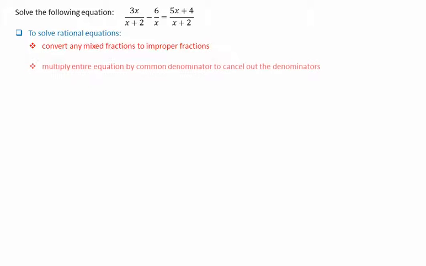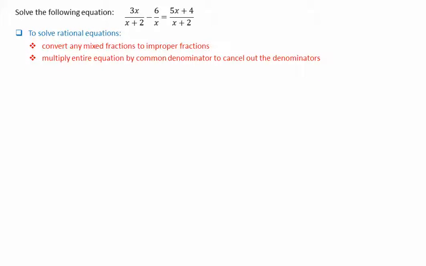Solve the following equation. In order to solve rational equations, first convert any mixed fractions into improper fractions. Then multiply the entire equation by a common denominator in order to cancel out the denominators. Then solve the resulting polynomial equation.